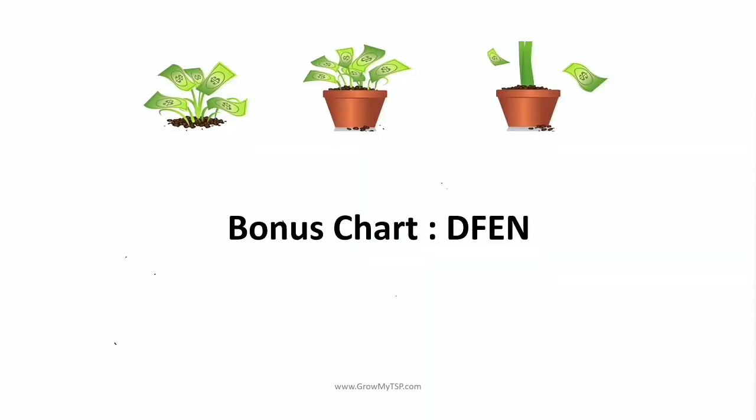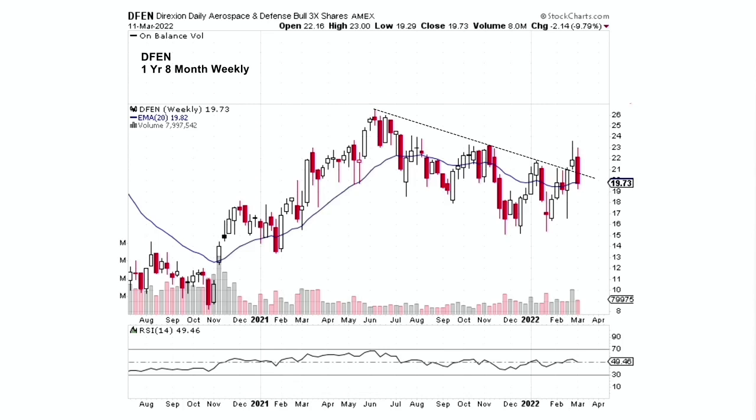Okay. Bonus chart. Last week we did DFEN. It's an ultra, basically aerospace and defense ETF. It's got companies like Raytheon, Lockheed, L3, Grumman. It's all the big defense contracting companies. And I bought some of it on the breakout here last week.